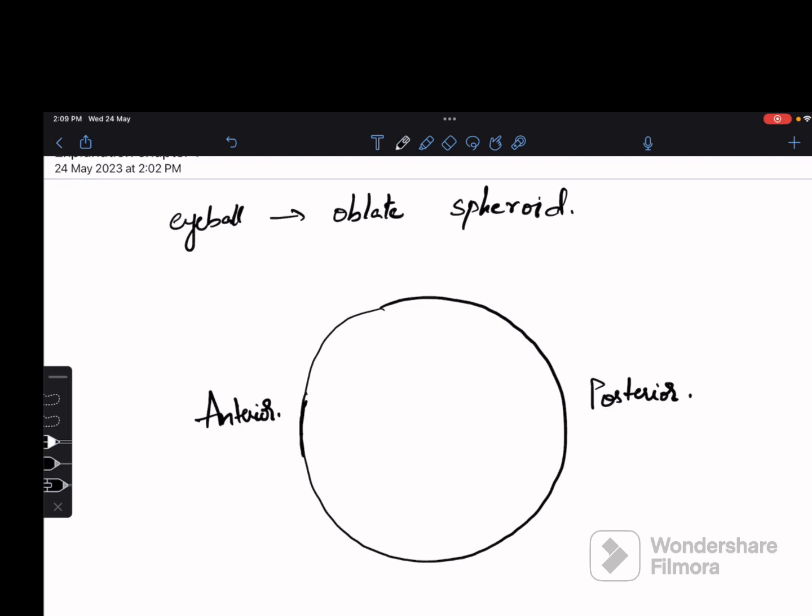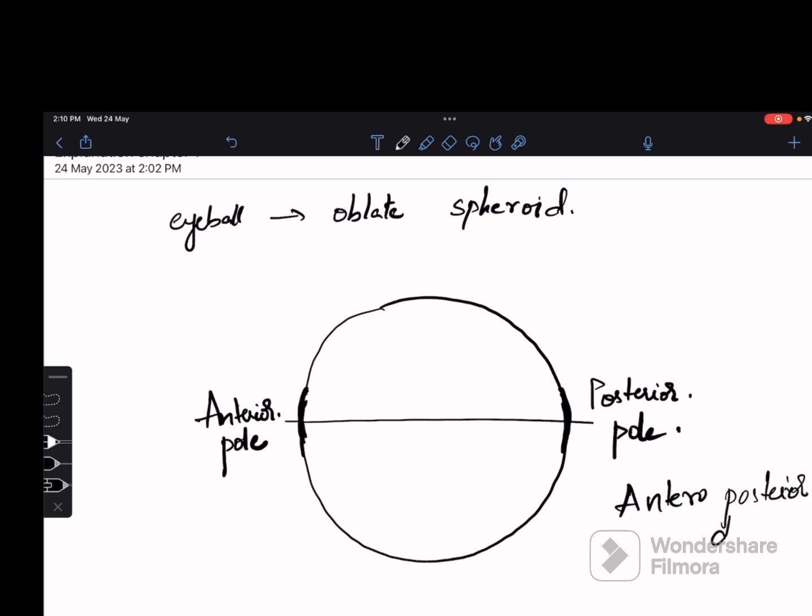In the anterior part, the maximal convex part that you have will be your anterior pole. So the maximal convexity on the anterior side is your anterior pole, and the maximum convexity on your posterior side is your posterior pole. The diameter here is your anteroposterior diameter. Now you have one more diameter, that is your vertical diameter. And exactly 90 degrees to the vertical diameter, you will have your horizontal diameter.